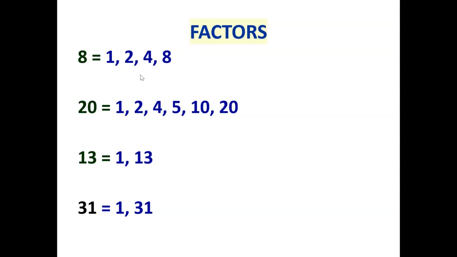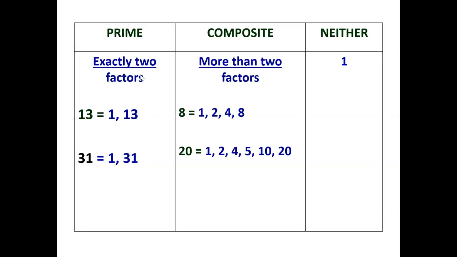So based on how many factors a number has, we put them into different categories. These are the 3 types we put the numbers in: prime numbers, composite numbers, and neither. Prime numbers are the numbers which have exactly 2 factors. Composite numbers are the numbers which have more than 2 factors. Neither is only one number, and that is the number 1.